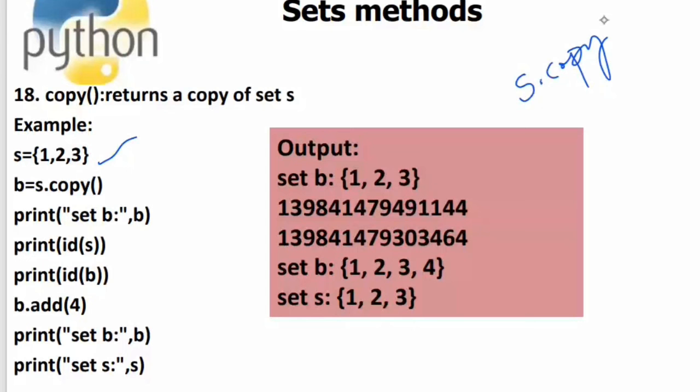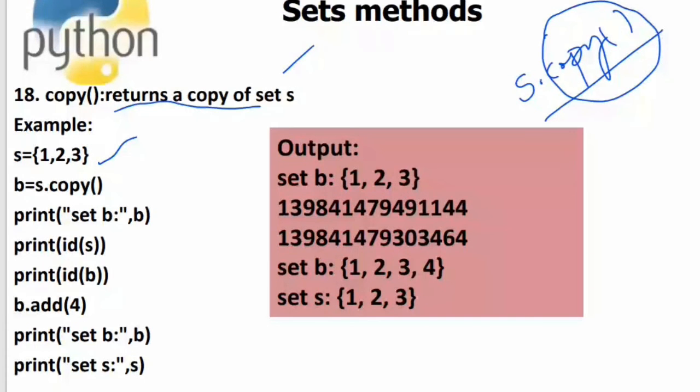So I need something to catch this particular result. That's why I'm saying B is equal to S dot copy. Now what is there in B? In B, the copy of S will be there. So now B is a set which has a copy of set S. I tried to show you by printing the set B. So I said print set B is equal to, and I printed B. You can see B is holding all the elements that are there in set S.